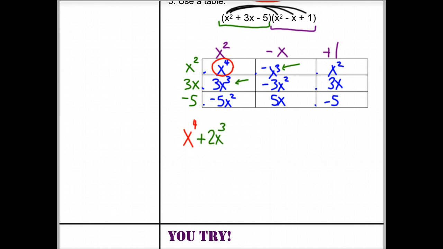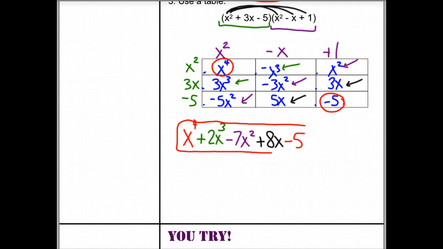And then I want to look at the ones that have squareds. We have 3 of them. So we have minus 5x squared, minus 3x squared, and plus x squared. So what we really have is negative 5 plus negative 3 is negative 8, plus 1 is minus 7, so minus 7x squared. And then we have, I'll do black here, our x terms. So we have 5x plus 3x, which is just plus 8x. And then last but not least, we have our minus 5. So this is our final answer.